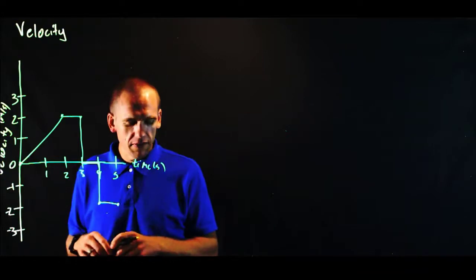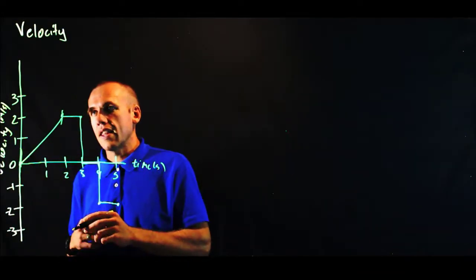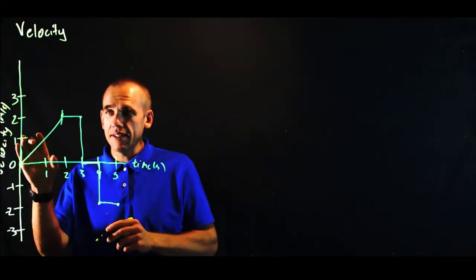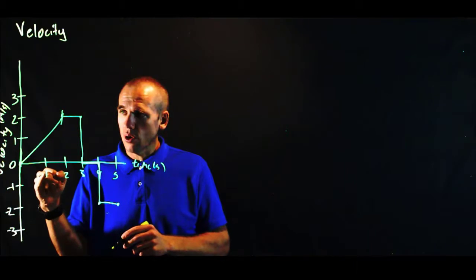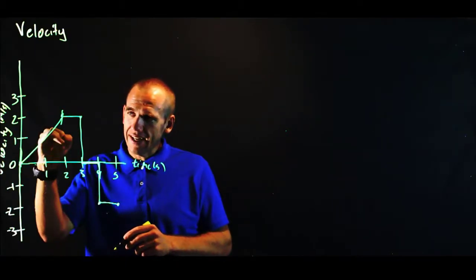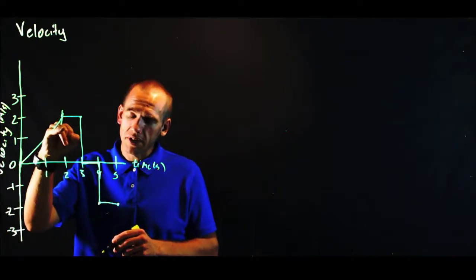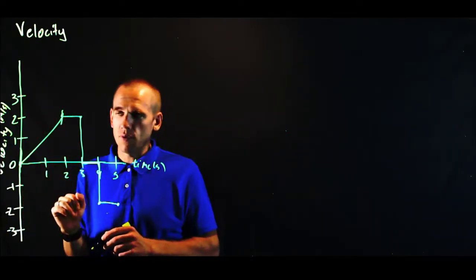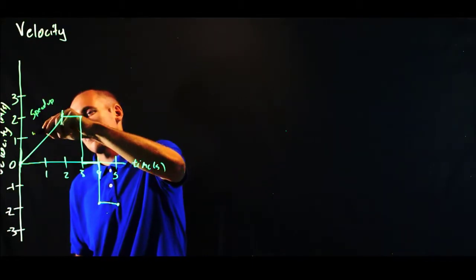So this section of the graph over here, these first 2 seconds, shows that it's got a positive velocity, which means it's moving away from the reference point, and it also shows that velocity is not constant. It started at rest, 0 meters per second, and eventually hit 2 meters per second. So it was getting faster as it moved away. So that shows me speed up, move away.